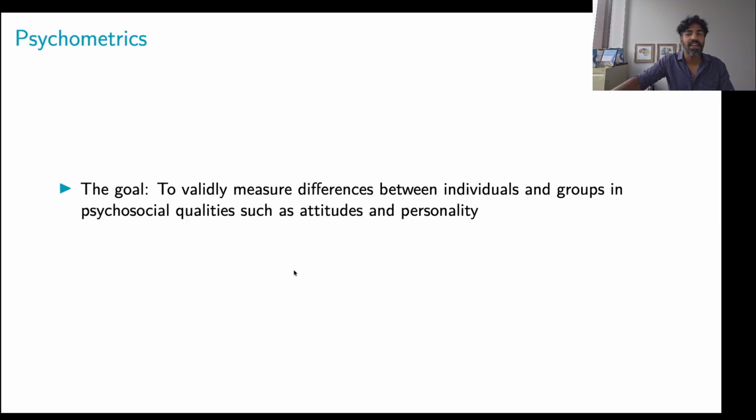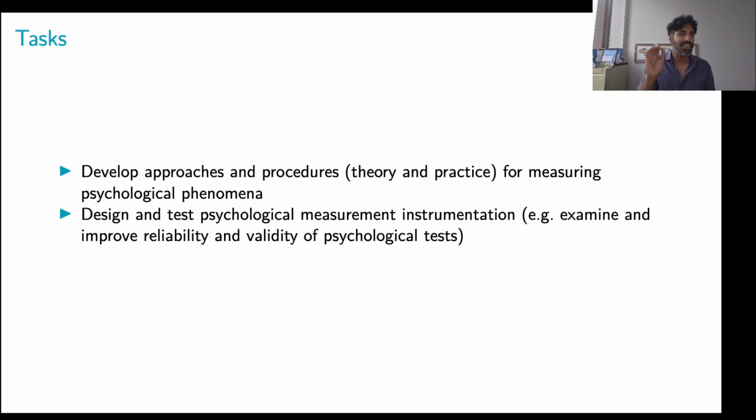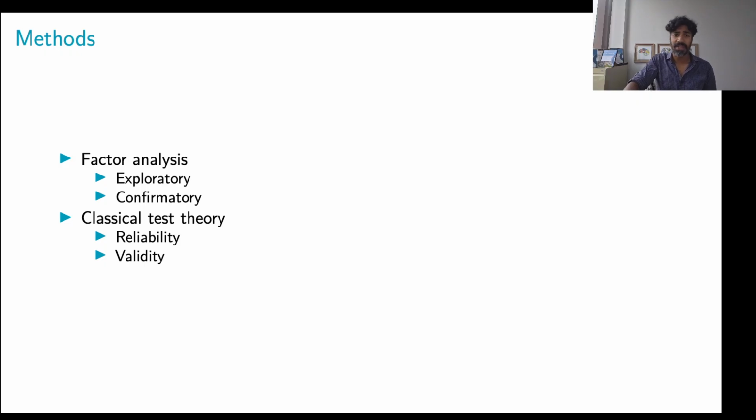So psychometrics, the goal is to validly measure differences between individuals and groups in psychosocial qualities, such as attitudes and personality. So that's the goal of psychometrics. And the task is to develop approaches and procedures, so theory and practice, for measuring psychological phenomena. So you can design and test psychological measurement instrumentation. So for example, examine and improve reliability and validity of psychological tests. And the methods that we use are factor analysis, which you're well familiar with now, exploratory or confirmatory, or classical test theory, which is reliability and validity.